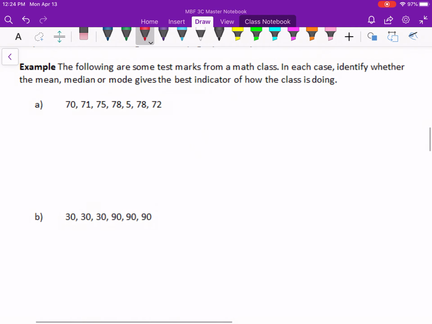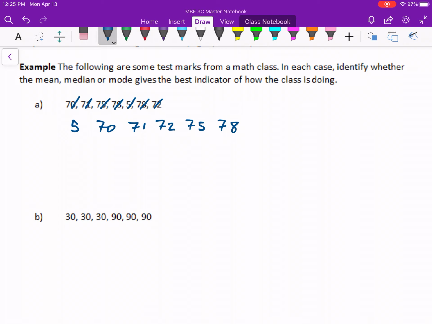The following are some test marks. In each case, identify whether the mean, median, or mode gives the best indicator of how the class is doing. So if we calculate each one of these things, if we were to put this first one in order, because we're going to need that for the median anyway, right? Then I'd have 5, 70, 71, 72, 75, 78, 78. All right, so now they're in order.